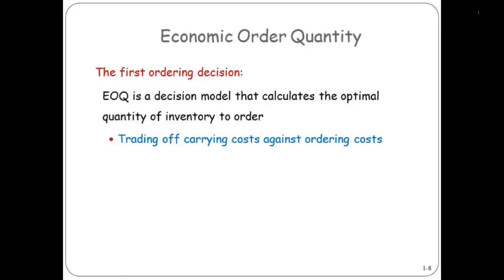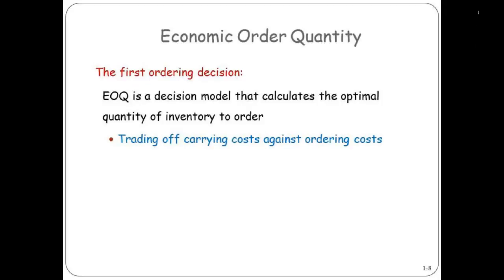Let's talk about the economic order quantity. This is the first of a few decisions we'll talk about when it comes to optimizing your inventory levels. And this is the decision about what is the proper amount of inventory to order in each ordering event.